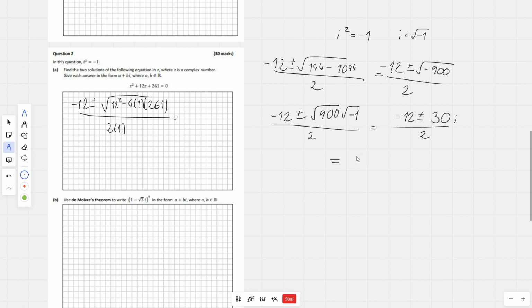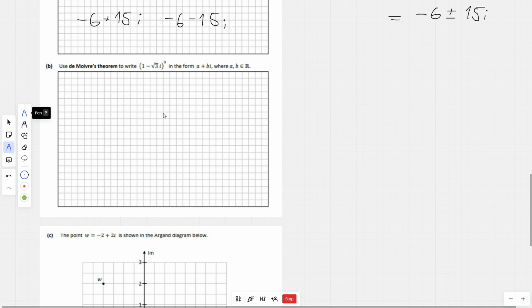And to finally simplify it, this will be minus 6 plus minus 15i. Okay, so our two solutions will be minus 6 plus 15i and minus 6 minus 15i.